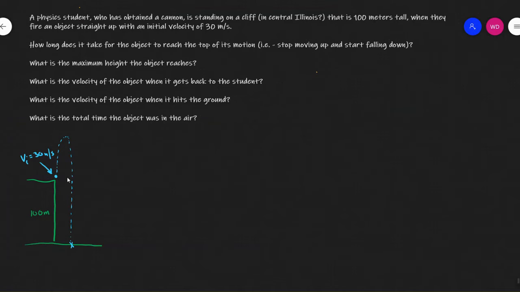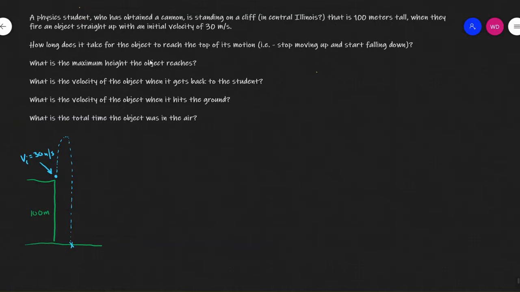So I've already drawn my picture, and they tell me that a cannonball is fired straight up with an initial velocity of 30 meters per second atop a 100-meter cliff, and then they ask us a bunch of different things about it. So I like this problem. I know it has multiple parts, but at the same time it allows us to look at a number of aspects of free fall and some things that we know or can assume about its motion.